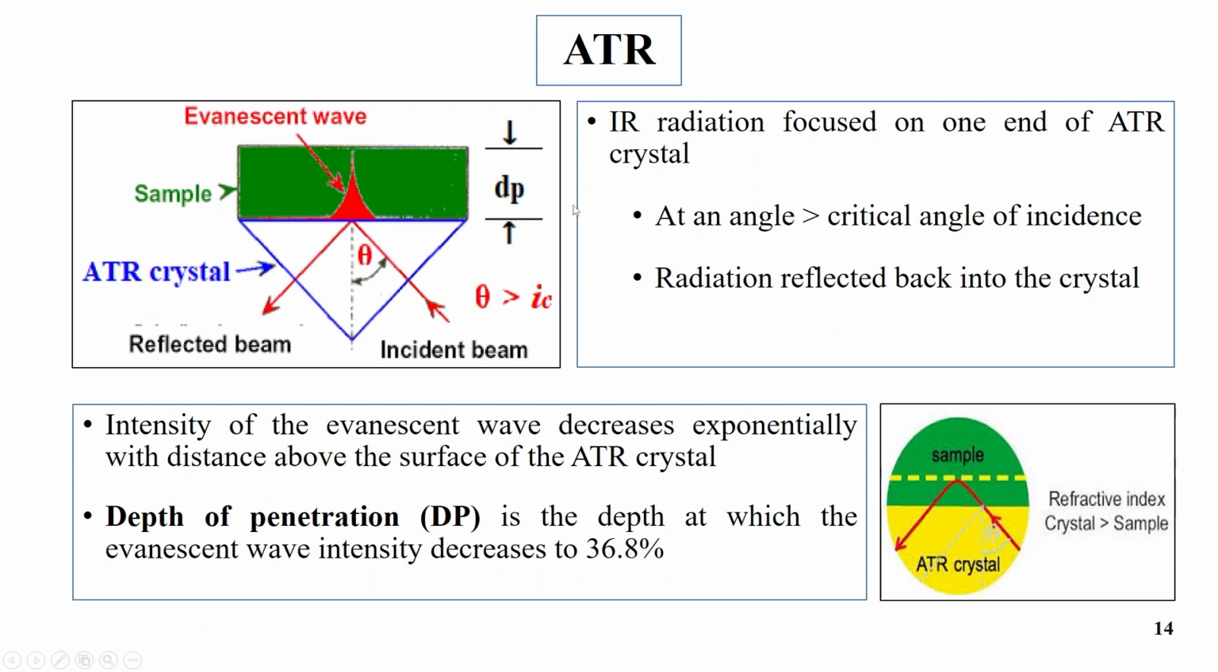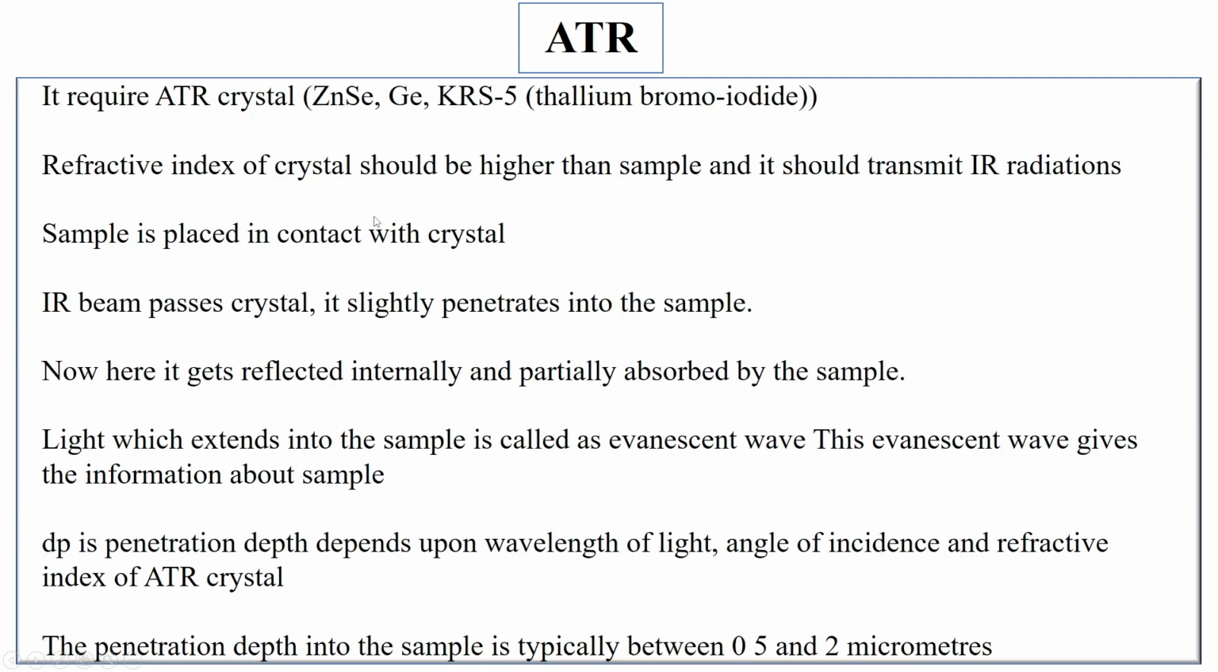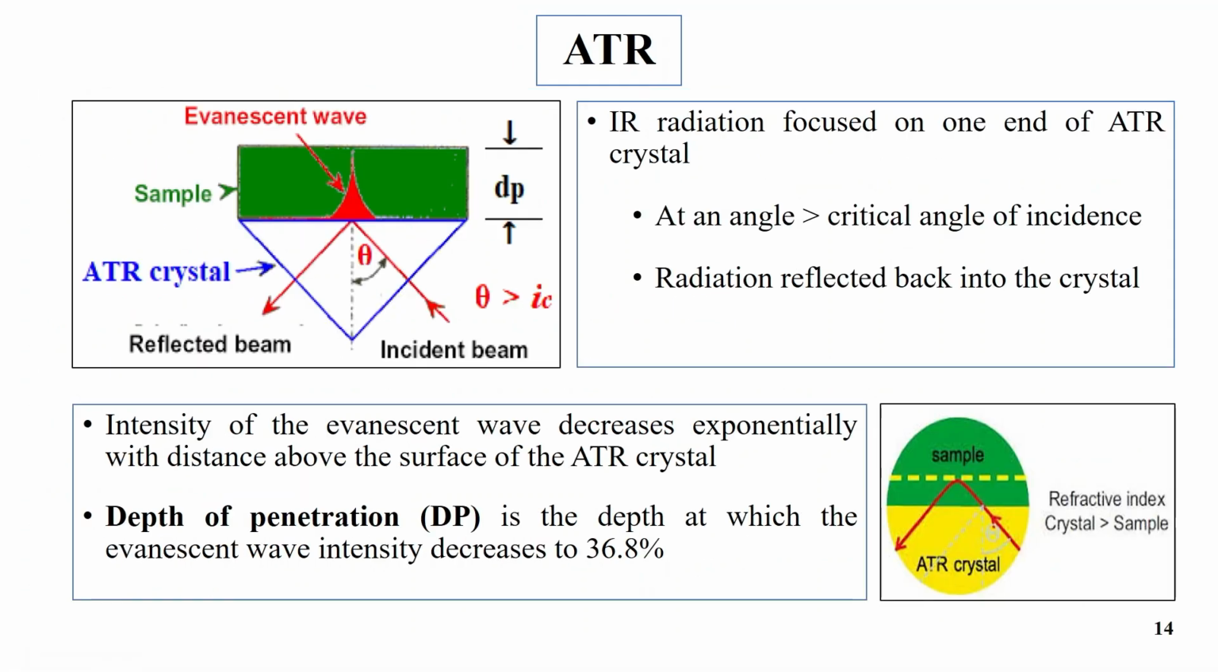Now, this is the part of the radiation which is entering the sample. The light which extends into the sample is known as the evanescent wave, and this evanescent wave gives the information about the sample. So we can see that light is also extending inside the sample, and that is known as the evanescent wave, which gives the information about the sample that we see here.